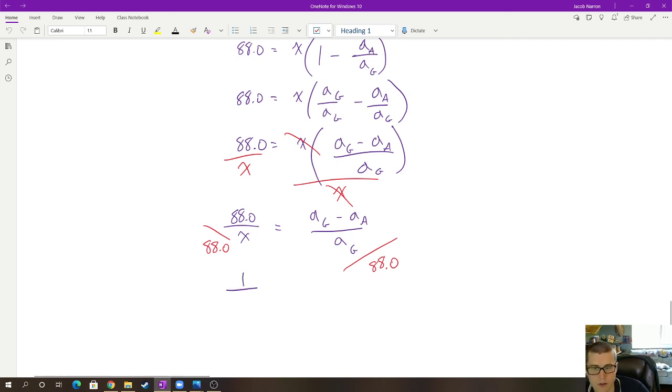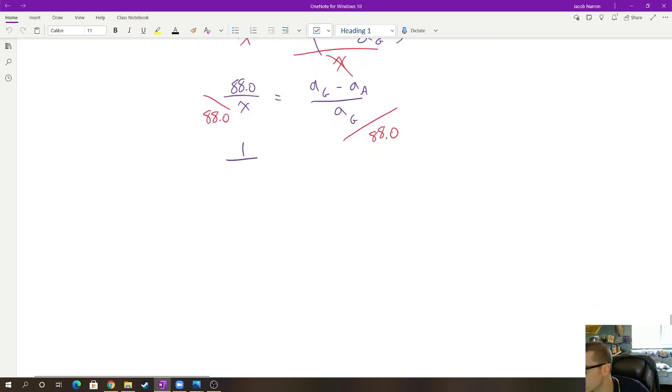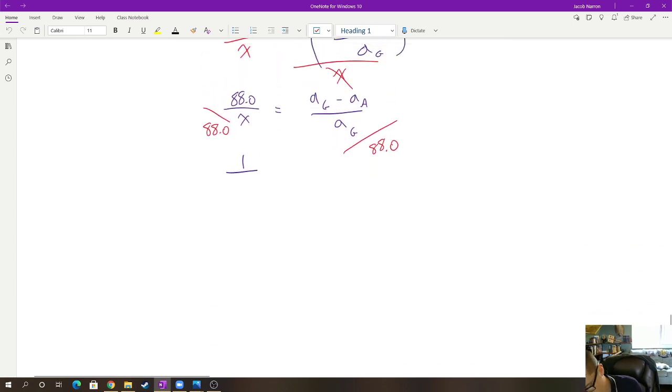So you end up getting this. Scroll down just a bit so I have a little more room. And this is going to be equal to, technically, I'm going to rewrite it like this, a over g minus a over a over ag. It's 1 over 88.0. And now we can do an inversion. I'll invert both sides here in a second. That'll straighten out x and give me x by itself again, and that's going to make our lives a lot easier.